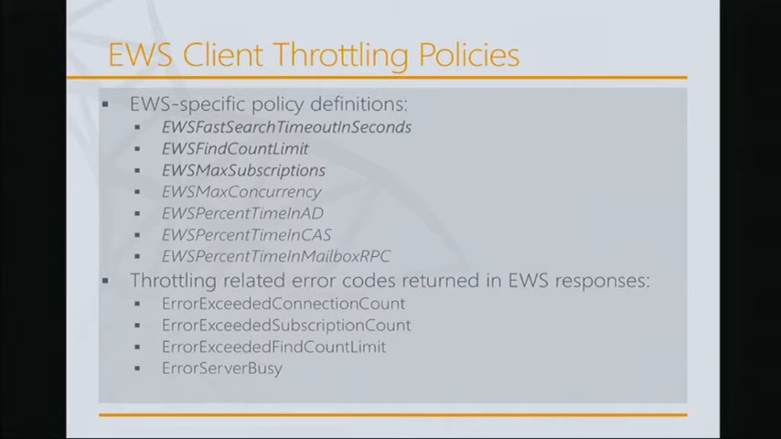We have a few additional limits in EWS proper. Search find count limits, for example. Searches can be expensive, so we limit how rapidly you can do them. Subscriptions accrue resources, so we limit the number of subscriptions. EWS max concurrency, the maximum number of simultaneous HTTP requests that a mailbox can service. And then these are a little bit more self-explanatory.